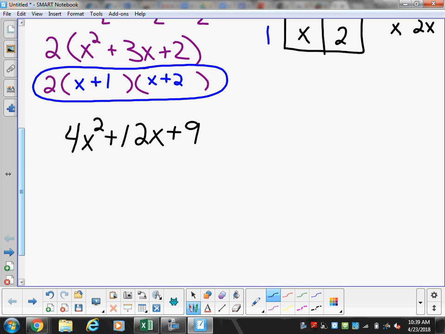So my first step is always look for a greatest common factor. Does 4, 12, and 9 have a common factor? Yeah, the only common factor they've got is 1. So I don't have anything to factor out. Okay, so I'm just going to go straight to the box method on this one.